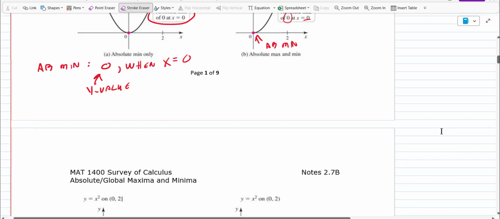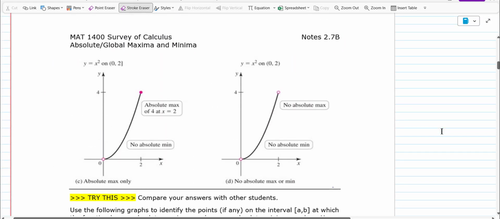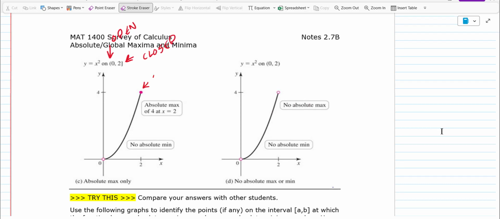Okay, next situation. These are a little bit trickier. On this problem, it's still y equals x squared, but now you're open at 0 and closed at 2. So on your graph you would have a closed dot there, and you would be open there on that interval. We're doing the interval from 0 to 2, but we have a bubble on 0 because there's a parenthesis.